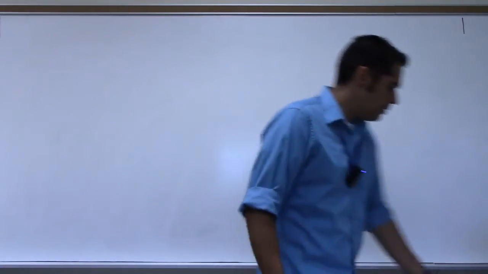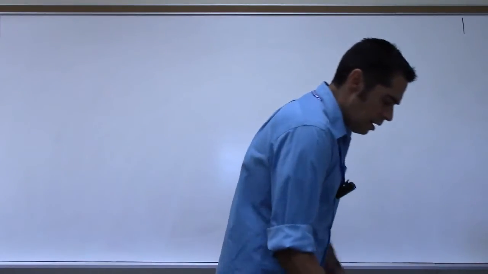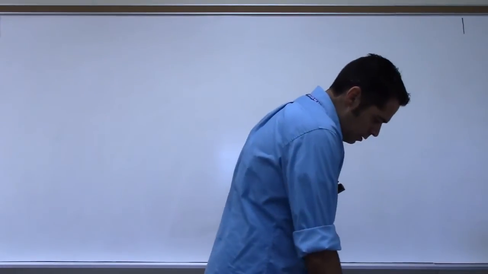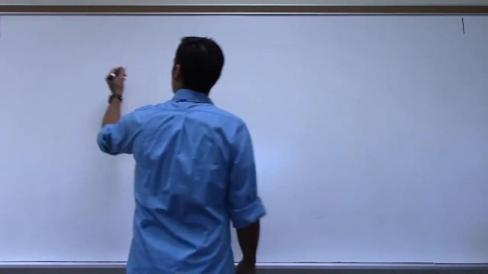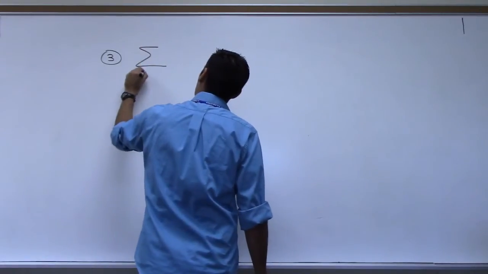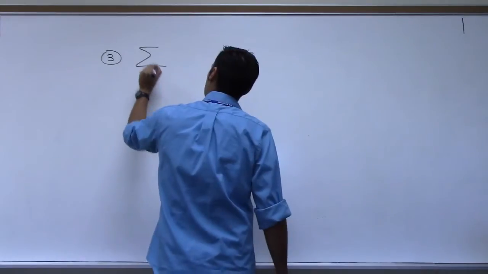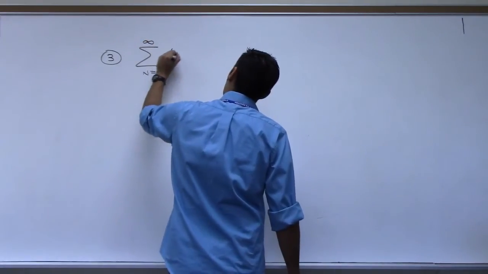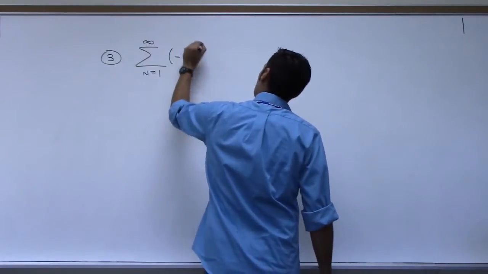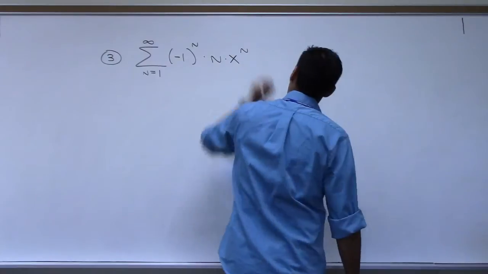Okay, I'm going to be working on the homework for 8.5, which is power series. I'm starting with number 3. Number 3 is the power series sum n equals 1 to infinity of negative 1 to the n times n times x to the n.